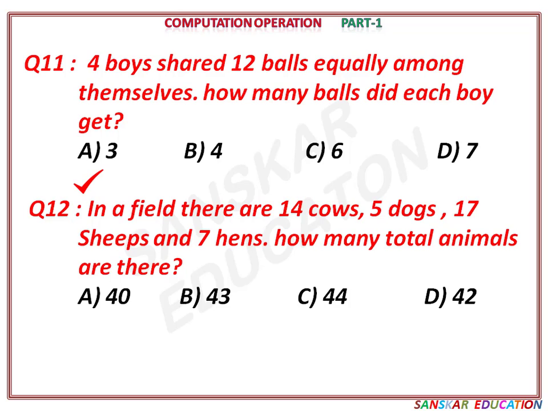Next question. In a field there are 14 cows, 5 dogs, 17 sheep and 7 hens. How many total animals are there? Options are 40, 43, 44, 42. Option B is the correct answer.